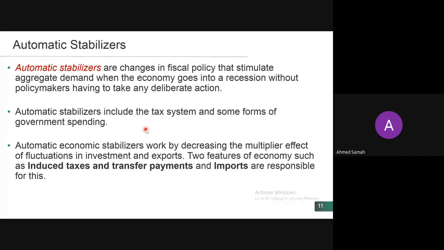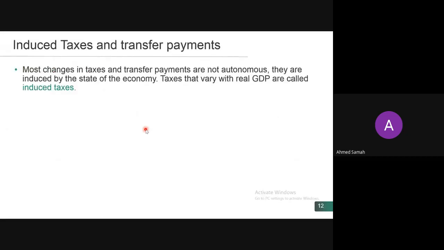So two features of the economy, the induced taxes and transfer payments, and imports, are responsible for this. So let's talk about induced taxes and transfer payments. Most changes in taxes and transfer payments are not autonomous. They are induced by the state of the economy. Taxes that vary with real GDP are called induced taxes.